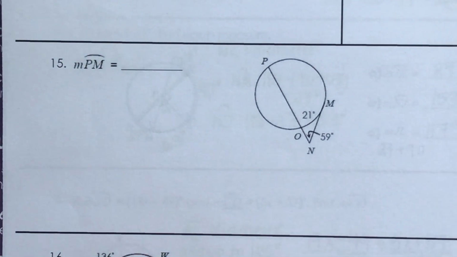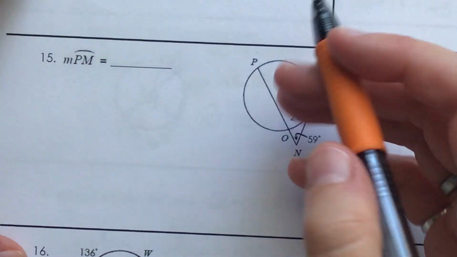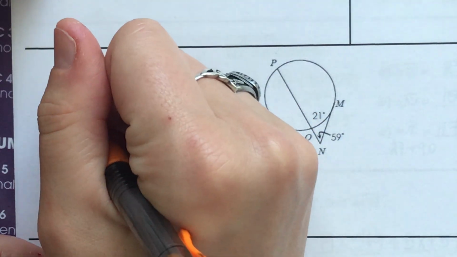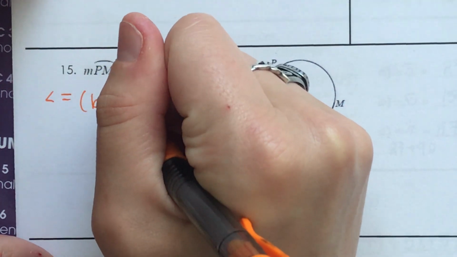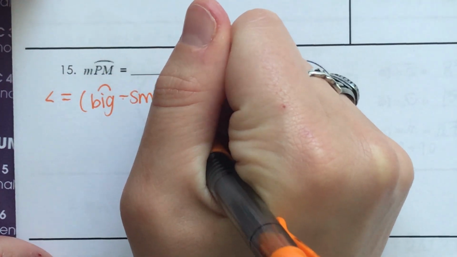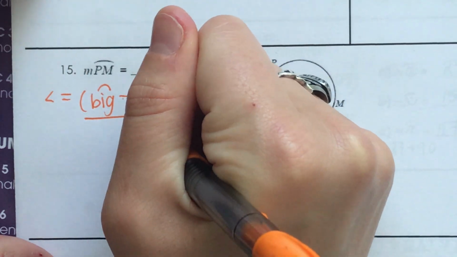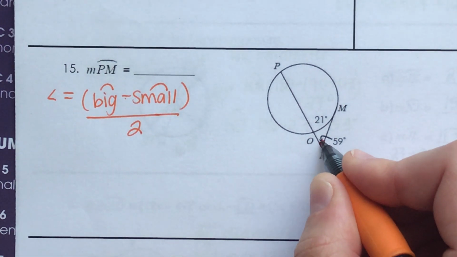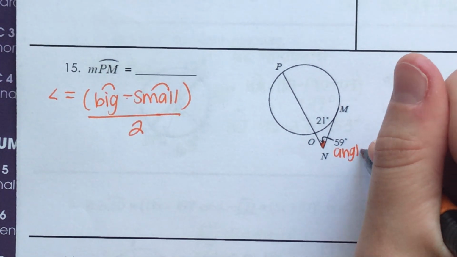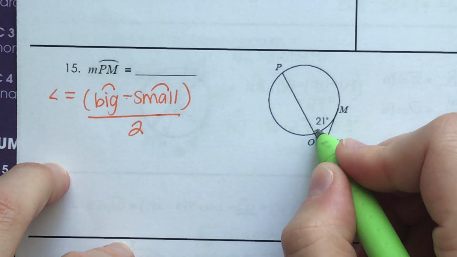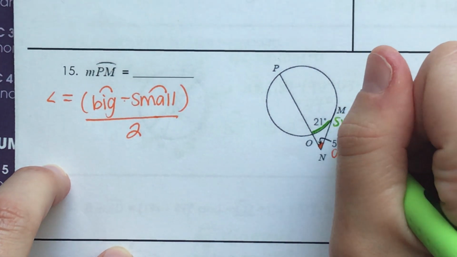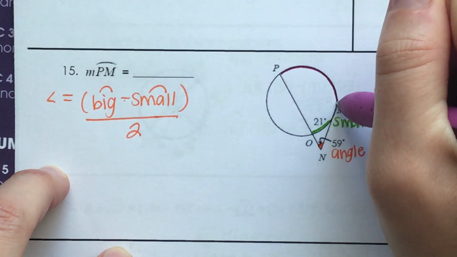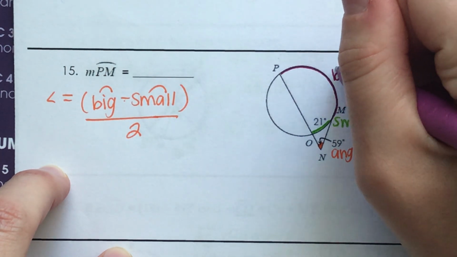Final 2. All right. Again, I see an arc that goes outside, so I know my equation is angle equals big arc minus the small arc divided by 2. Now, this time I am given this piece here as the angle. This piece over here, the 21, is my small arc. And I don't know what my big arc is this time.